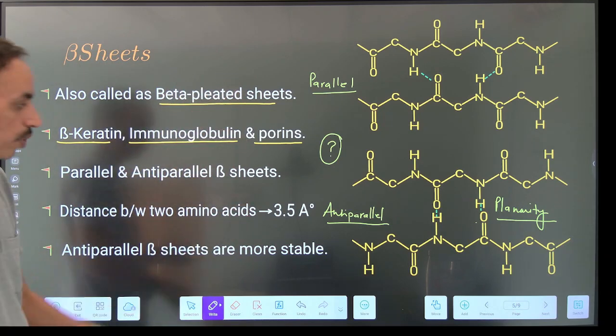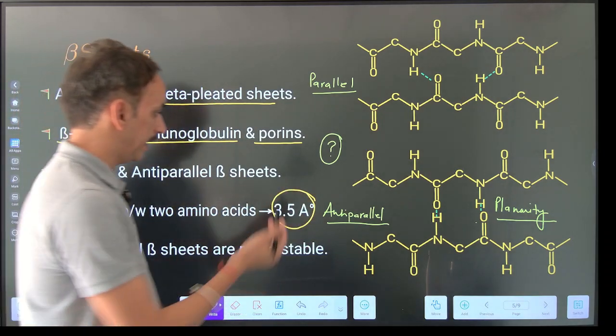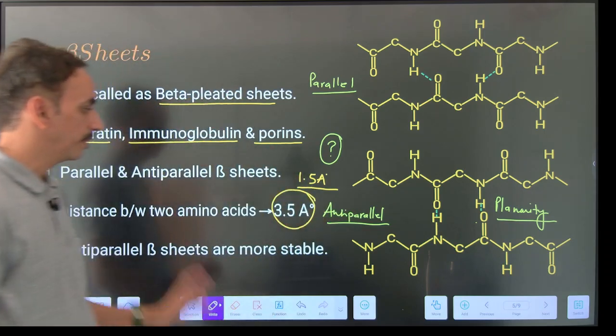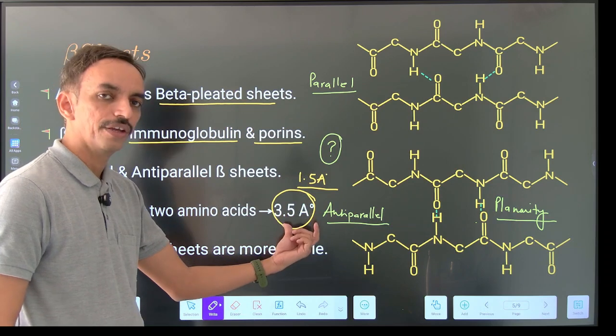The distance between the two amino acids in the beta sheet structure is 3.5. In alpha helices, we discussed that the distance is 1.5 angstrom. While in case of the beta sheet, the distance between the two amino acids is 3.5 angstrom.